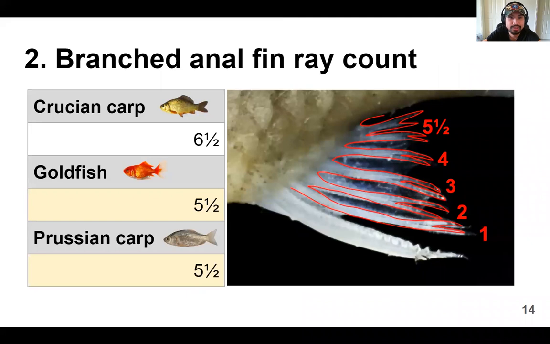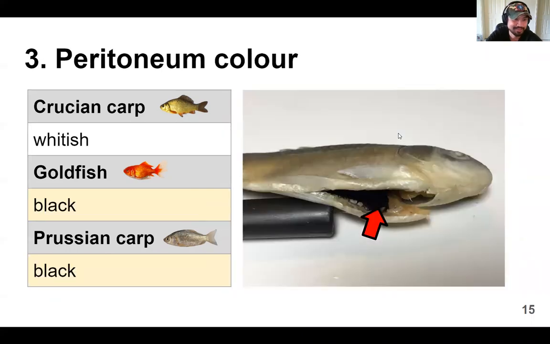The second character we looked at was branched anal fin ray count. Now for Prussian carp, we expect to find 6.5 branched anal fin rays, while for goldfish and Prussian carp, we expect to find 5.5. Now, anal fin rays count as 1.5 fin rays when they branch from the same origin. So that's kind of weird, but we'll take it.